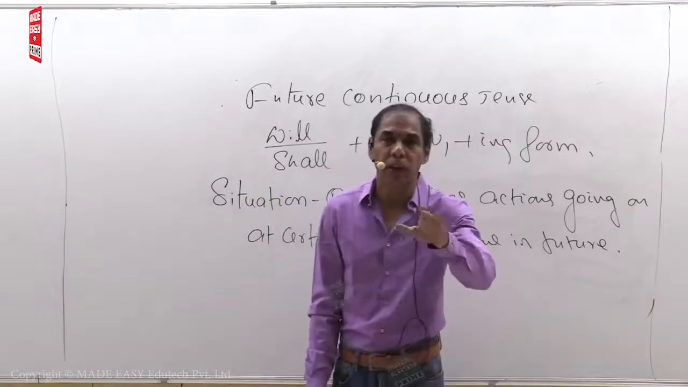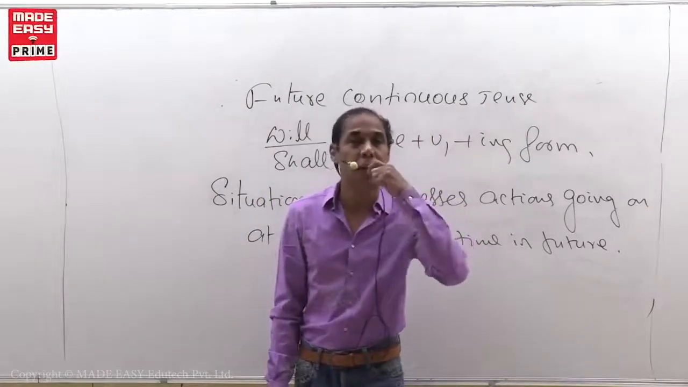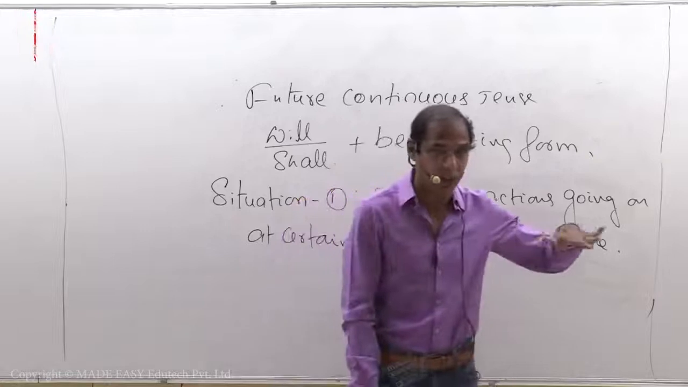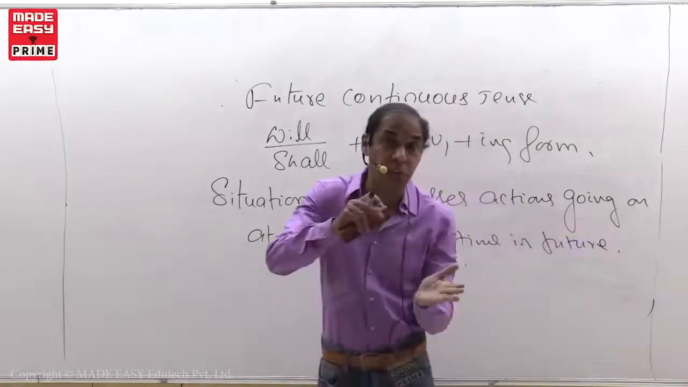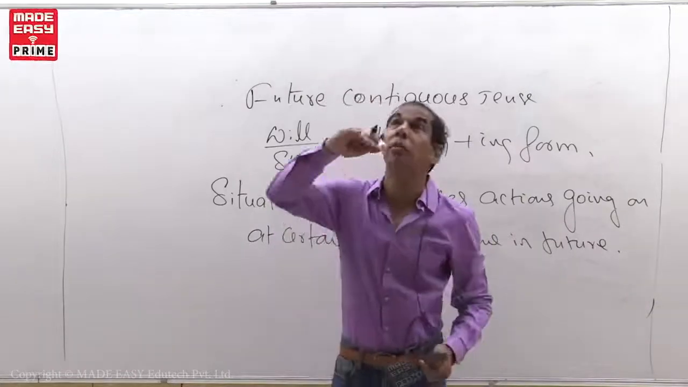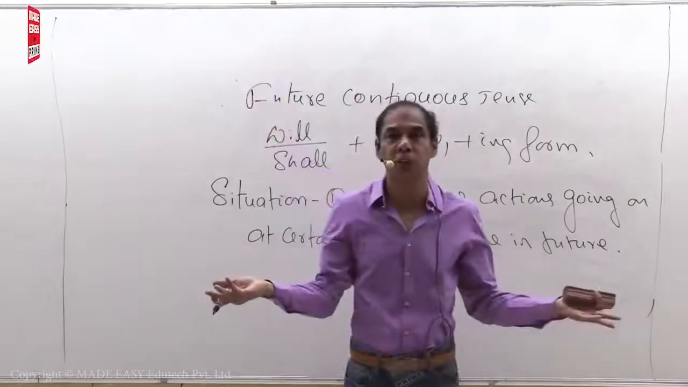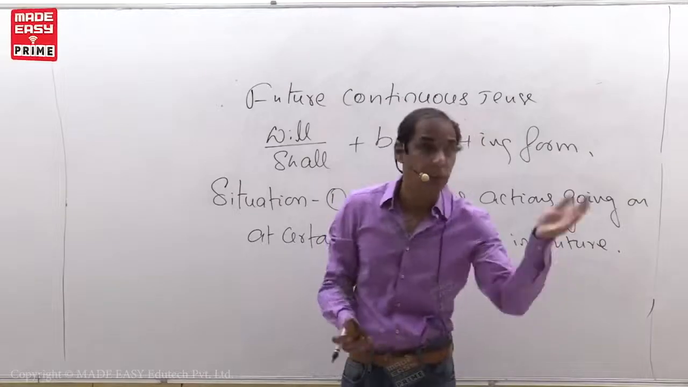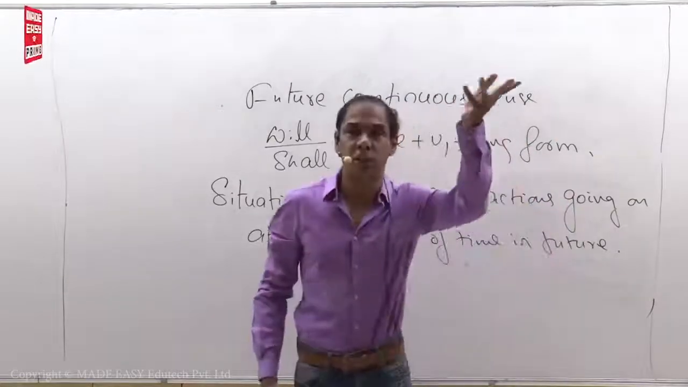Very easy. Suppose any action is going on at the time of speaking, present continuous tense. Any action was going on in the past, past continuous. Any action will be going on in future, future continuous. That's all: present continuous, past continuous, future continuous.